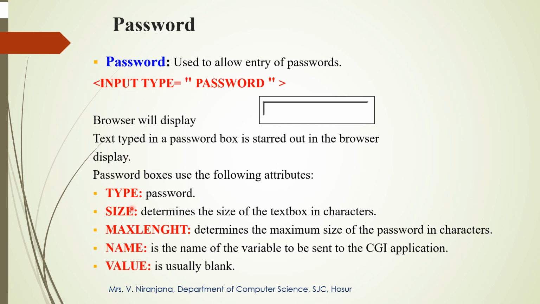The password also has different attributes. One is the type, which you have to give as password. Then size, which determines the size of the text box in characters. Then maxlength, which determines the maximum acceptable number of characters in this text box. Then name, which is given to the name of the box. And value, which is usually blank because it will not store any password in the value.